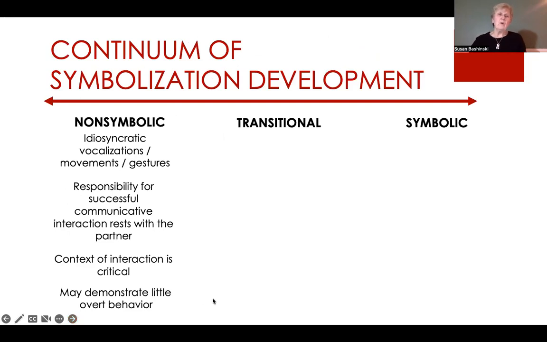So here's the continuum. We're going to examine each of the 3 stages. In the non-symbolic stage, the majority of learners with deafblindness will use idiosyncratic communication signals, all right? Sometimes these are called potential communicative acts. They could be facial expressions, they could be sounds, they could be body movements, gestures, they could be all different kinds of things.